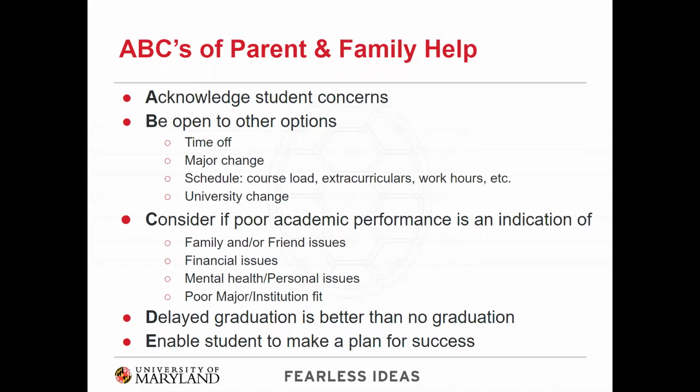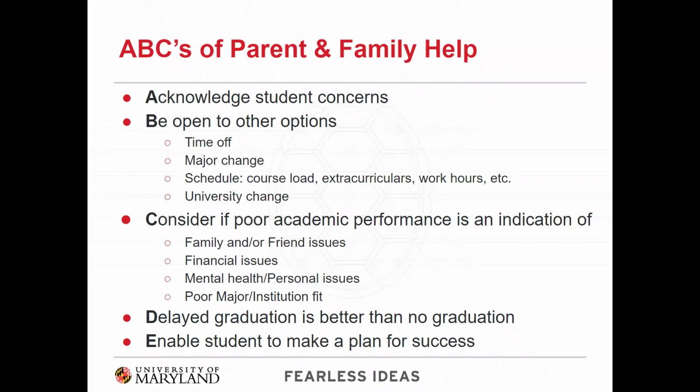Be open to other options. Your student may need to take time off, may need to change their major, may need to change their schedule, either a reduced course load, less extracurriculars, different work hours, etc. Also, your student may find that University of Maryland is not the right fit for them and may need to look at other institutions. Consider if poor academic performance is an indication of family or friend issues, financial issues, mental health or personal issues, or major or institution fit, and get at the source of what is the problem.